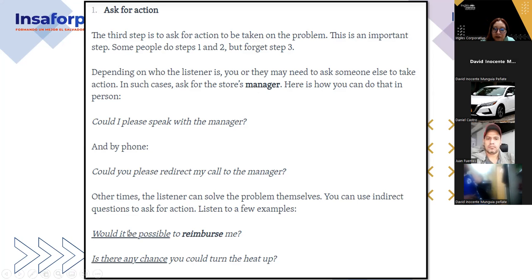O tiene esta otra, would it be possible? O la más común, que se usa por nativos, is there any chance? ¿Hay alguna probabilidad, alguna posibilidad? Okay. Is there any chance you could give me my money? Is there any chance you could fix this problem, right? Etcétera. Entonces, teniendo esos tres pasos en cuenta, right?